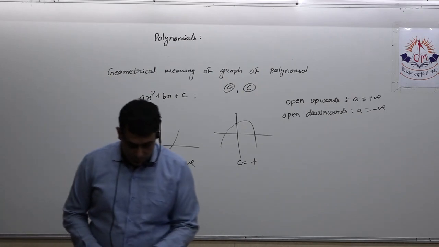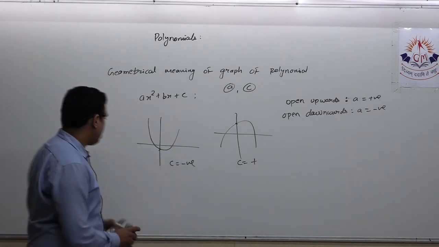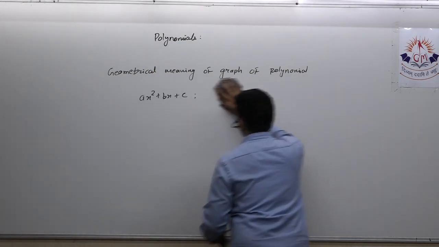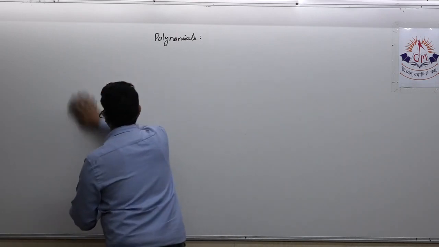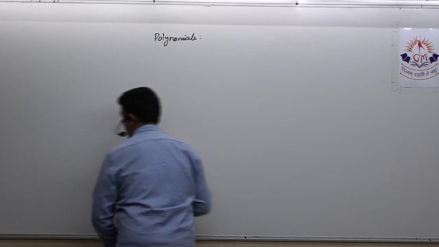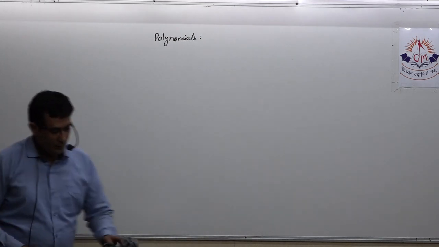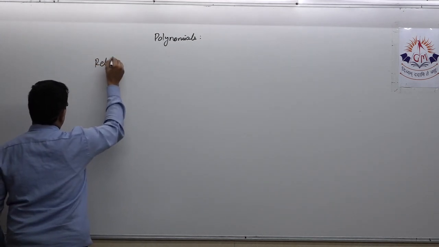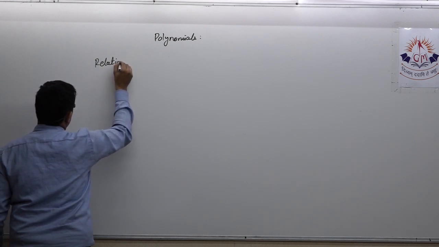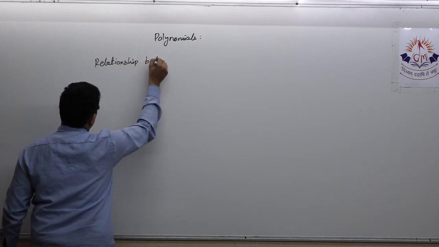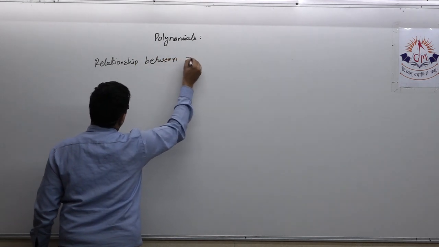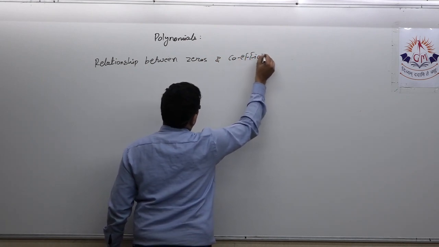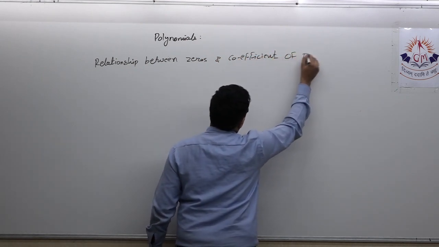Okay, so that is all about the zeros of the polynomial. Now one more concept that we have to see is the relationship between zeros and the coefficients of a quadratic polynomial.